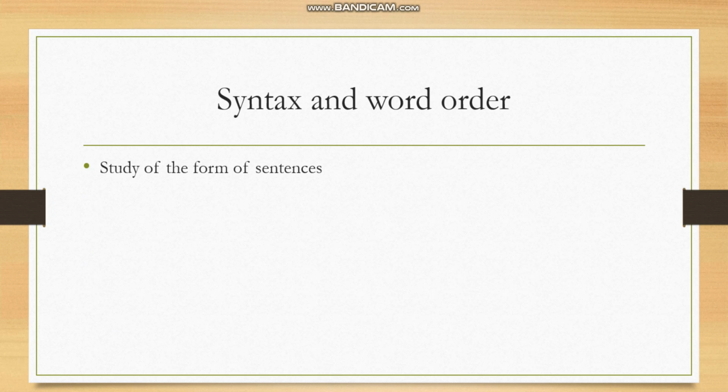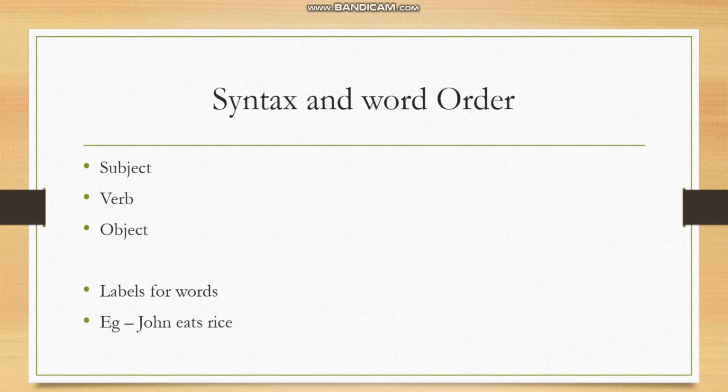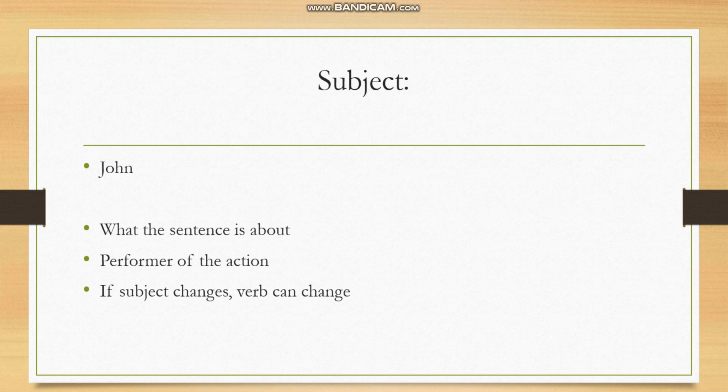Now we come to syntax and the study of the form of sentences. Syntax and word order. A sentence consists mainly of subject, verb, and object. For example, if we take the sentence, John eats rice. John is the subject in the sentence, and a subject defines what the sentence is about. It is the performer of the action.